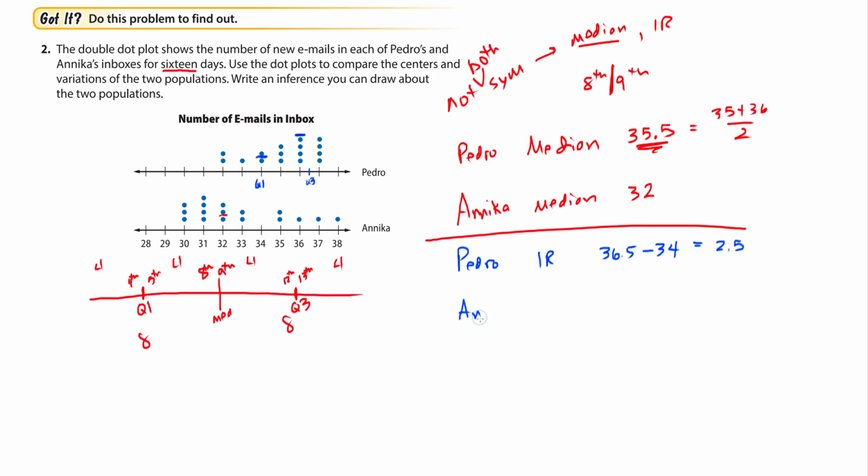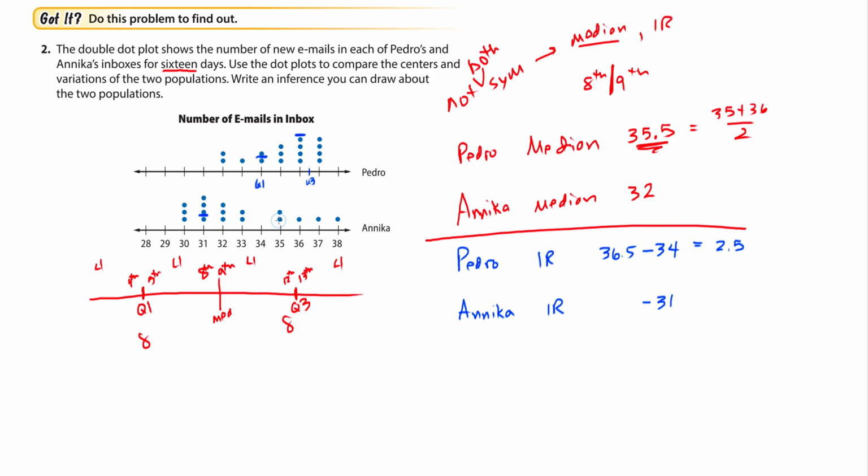For Annika, I'm going to do the exact same thing. I'm going to count over. So let me erase that mark. 1, 2, 3, 4. For the interquartile range, the 4th one's here, the 5th one's there, so that's at 31. And then 5, 6, 7, 8, 9, 10, 11, 12, 13.